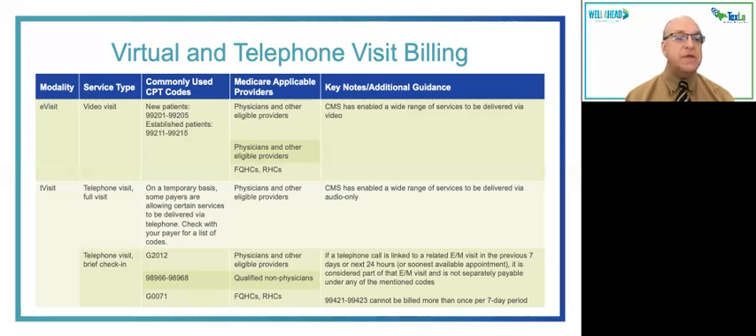So a telephone visit or a brief check-in is a G2012, and those codes go between 98966 to 98968. And basically those are where a qualified non-physician can do some billing. But if you're going to be a provider, then that's going to be a 99421. I'm sorry, on the 99421 to 99423, those cannot be billed more than once per 7-day period.